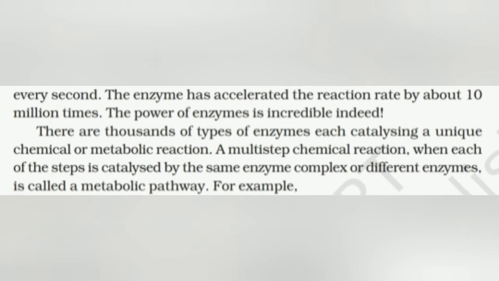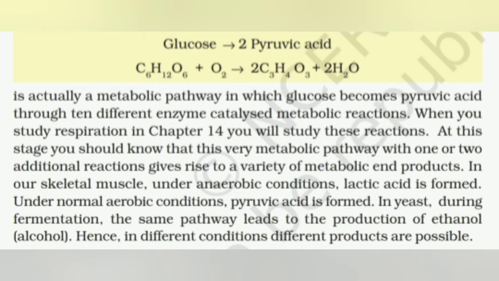A multi-step chemical reaction, in which each of the steps is catalyzed by the same enzyme complex or different enzymes, is called a metabolic pathway. For example, pyruvic acid is formed by the breakdown of glucose. It seems to be a one-step procedure, but actually it is a long metabolic pathway having 10 steps, all of which are catalyzed by enzymes. When we study respiration in chapter 14, we will study these reactions.